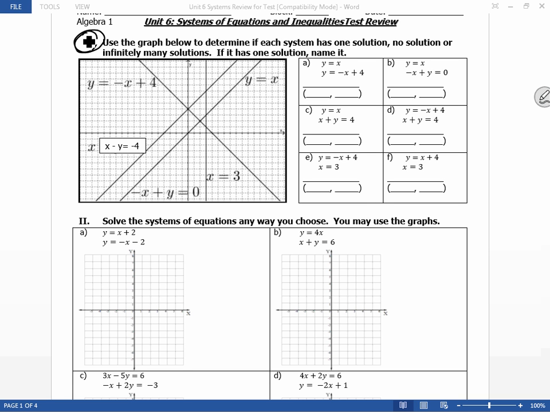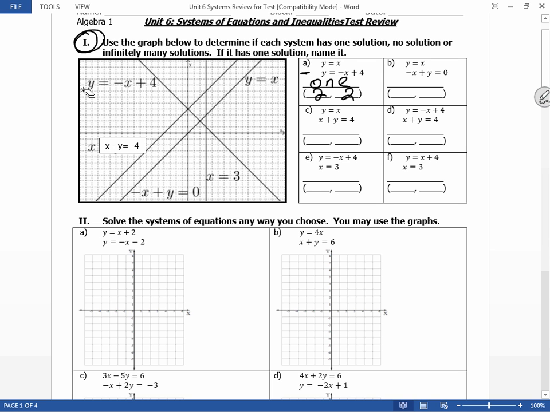What we're asking in this is the basic understanding of what a system of equations is. So for A, we're saying, hey, what is the intersection of this line and this line? Well, it's going to be right here. So there's one solution. That solution is 2, 2.